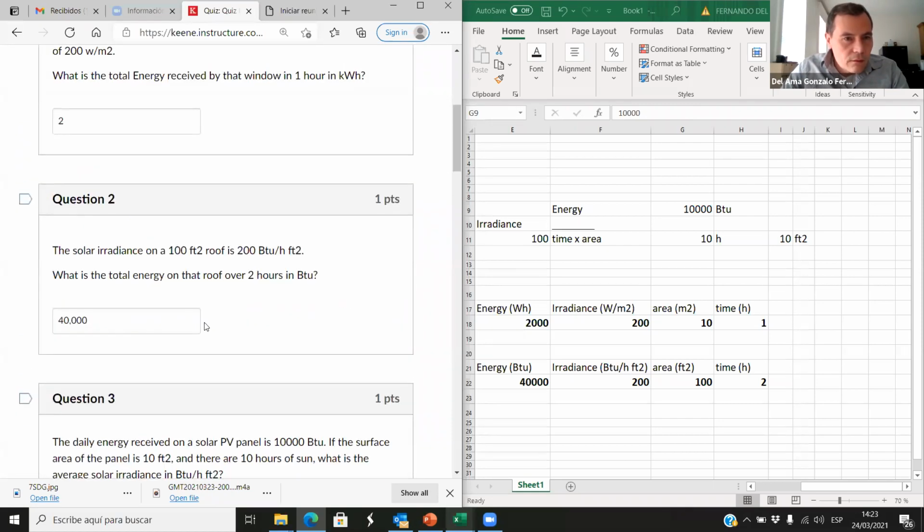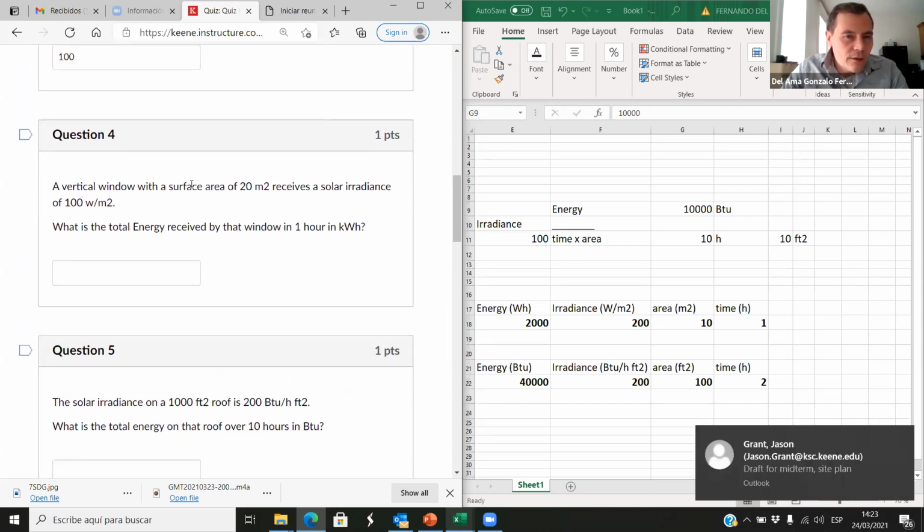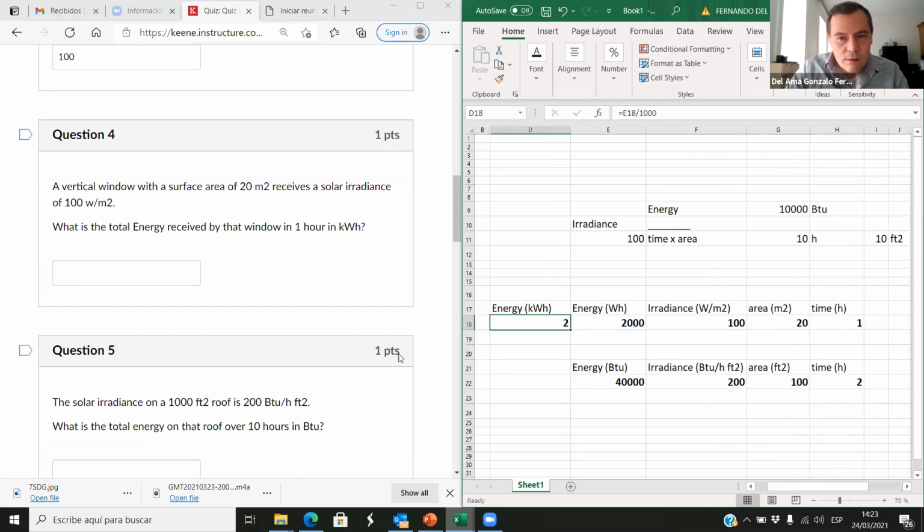Question 4. A vertical window with a surface area receives the solar radiance. What is the energy? Okay, so here we have to calculate energy again, and we are using kilowatt hours. So the window, the irradiance is 100. The surface area is 20. And time is 1 hour. So here the energy is 2,000, but we have to give this in kilowatt hours, so it's 2.